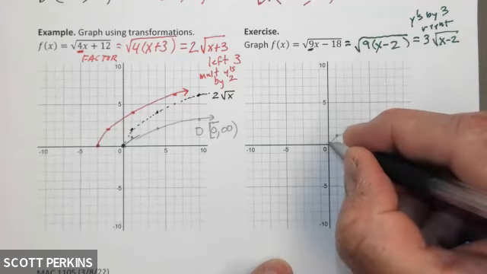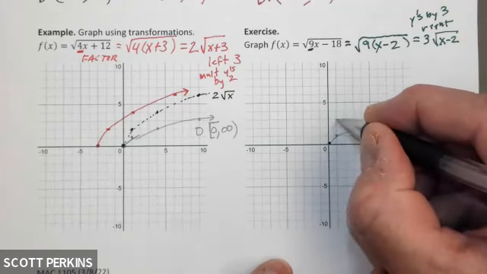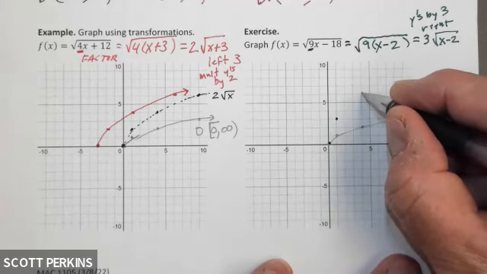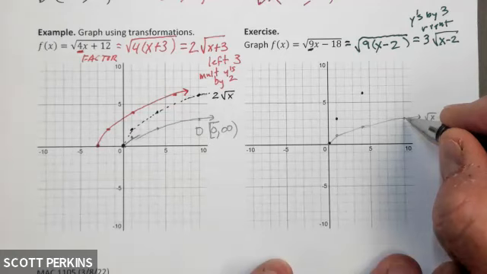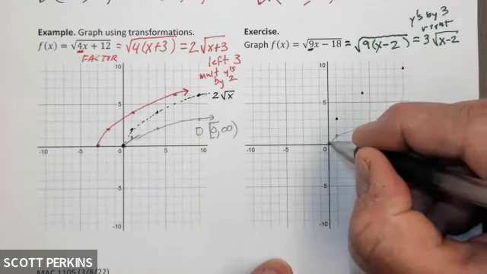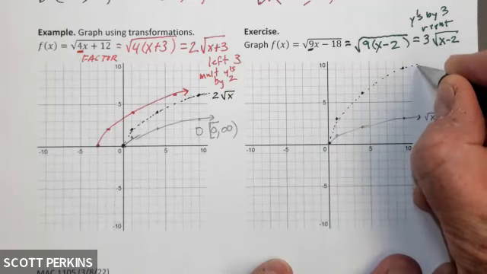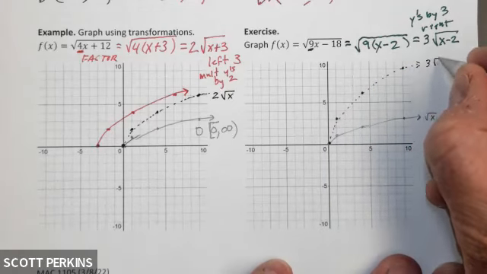So this one's 0, stays 0. This is 1. 1 times 3 is 3. Make a dot. This is 2. 2 times 3 is 6. Make a dot. This one's 3. 3 times 3 is 9. I'm going to make a dot. So we get this nice, really cute, stretched out graph. Love it. There it is. This is 3 square root of x.